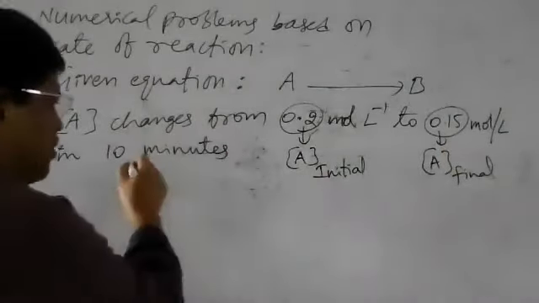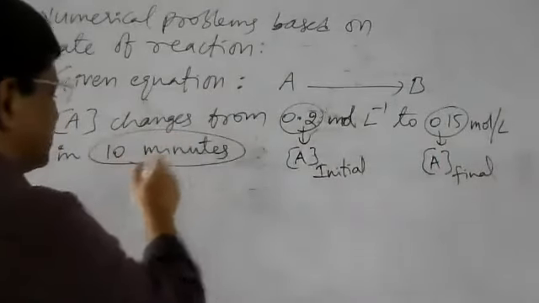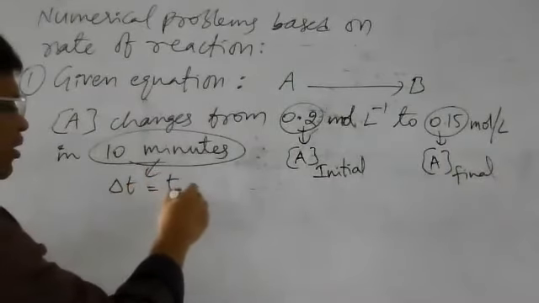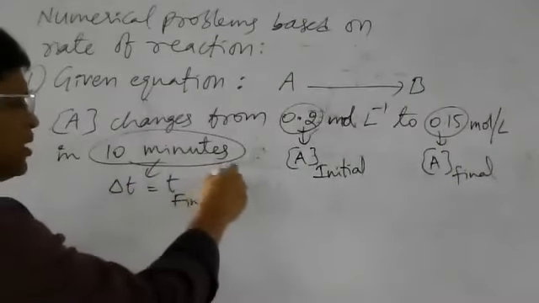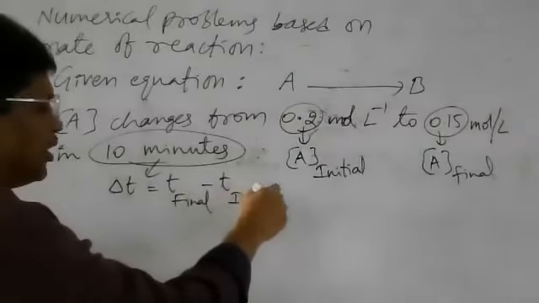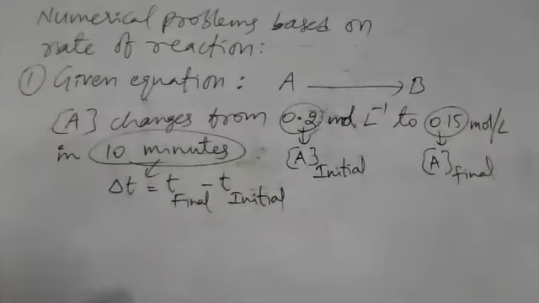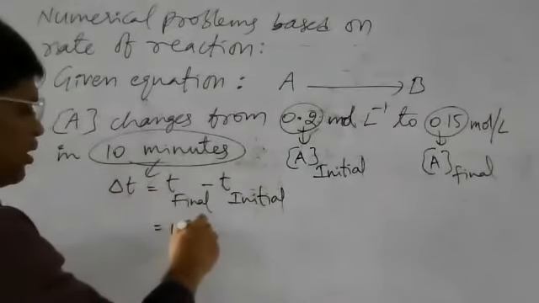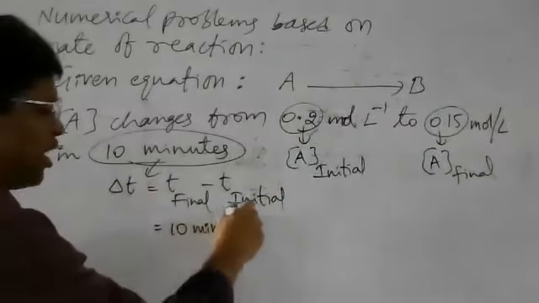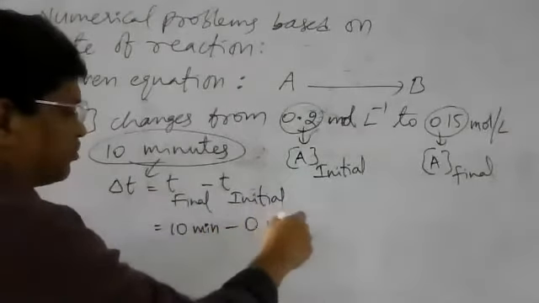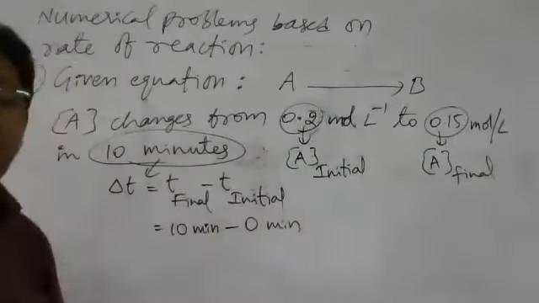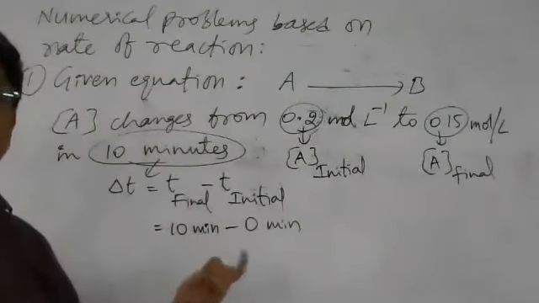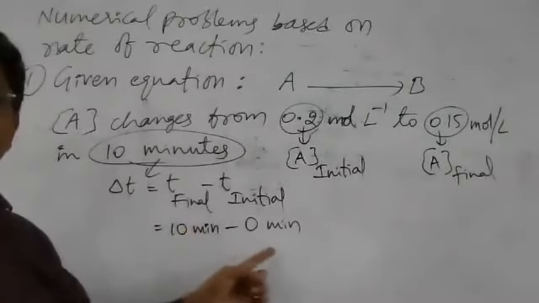And the total time given here is 10 minutes. What does it mean? Delta T is equal to T final minus T initial. This difference is given as 10 minutes. That means the final time is 10 minutes and the initial time is 0 minutes.